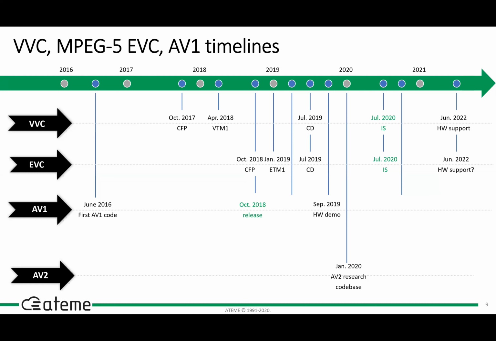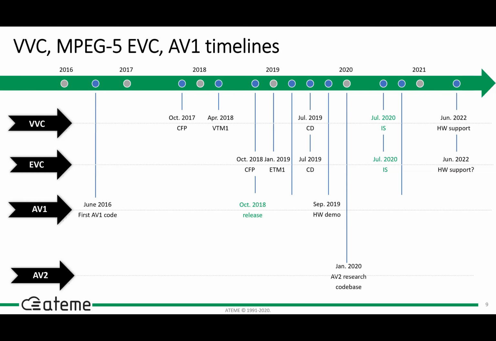So if we predict that for VVC and EVC, 2022 is a good number for having hardware for both. But the issue you may have is that you have two codecs at the same time. So maybe it will delay a bit the adoption from the industry at the receiver side.